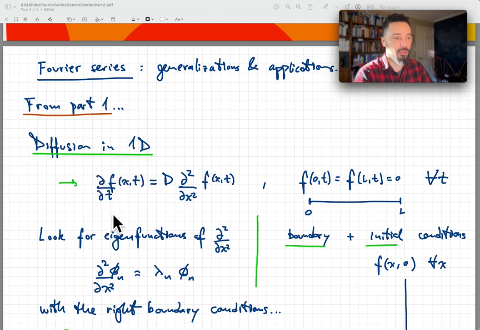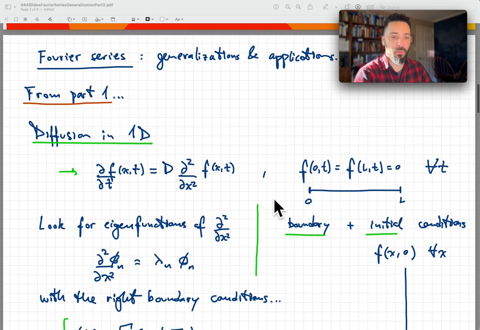So we started looking at trying to solve this kind of partial differential equation with one derivative with respect to time, two derivatives with respect to space, and some diffusion constant in here. So we're trying to solve for this function of space and time, f of x, t, with some boundary conditions that the function vanishes at 0 and vanishes at L. So this is a region of interest for some L that could be any number we want in principle.